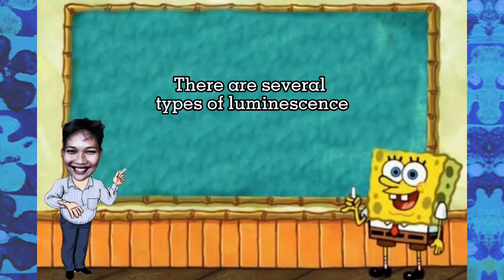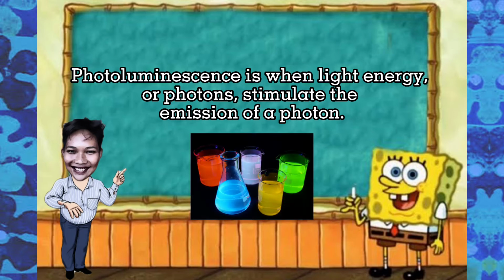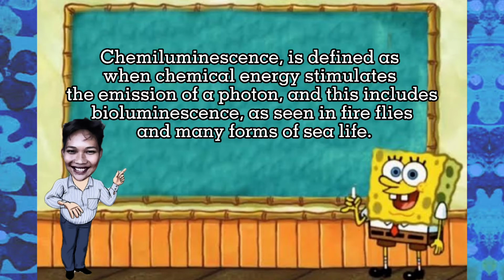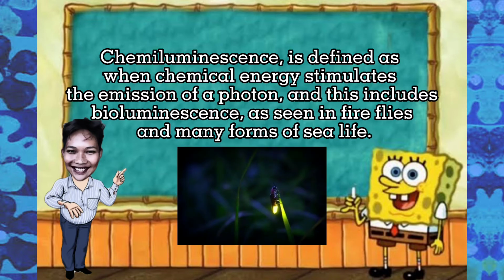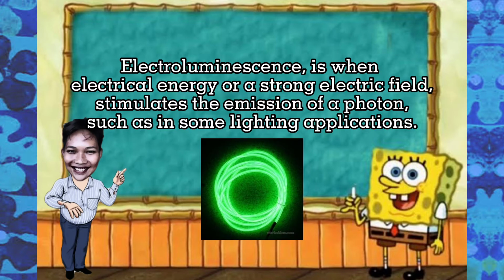There are several types of luminescence. Photoluminescence is when light energy or photons stimulate the emission of a photon. Chemiluminescence is when chemical energy is responsible for the emission of a photon. One example of this is bioluminescence, as seen in fireflies and many marine forms of life. Electroluminescence, on the other hand, is when electrical energy or a strong electric field stimulates the emission of a photon. This is seen in some lighting applications.